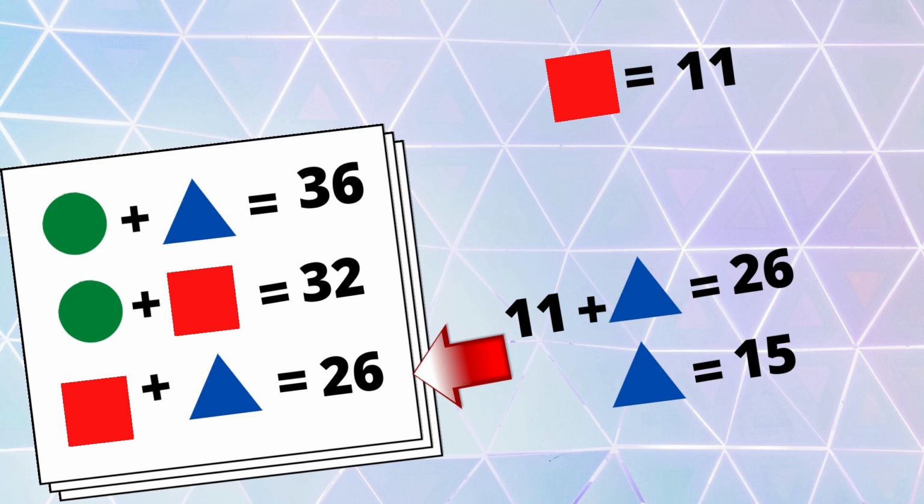We need to find the third and final shape. So using the same square number 11, we are going to substitute in equation 3. Equation 3 is a square plus triangle is 26, right? So instead of square, we put 11. So 11 plus a triangle is equal to 26. So a triangle will be 26 minus 11, which is 15. So the triangle is 15.